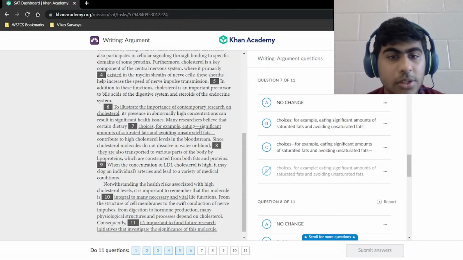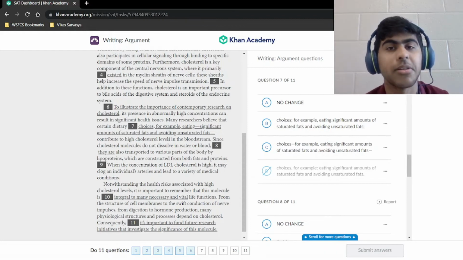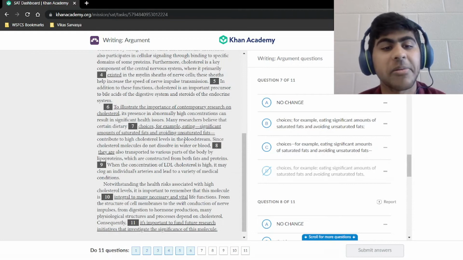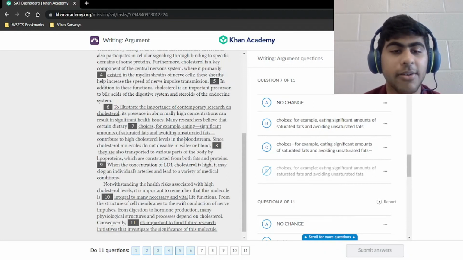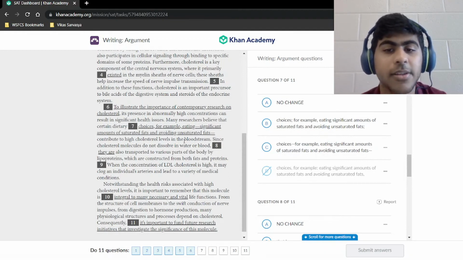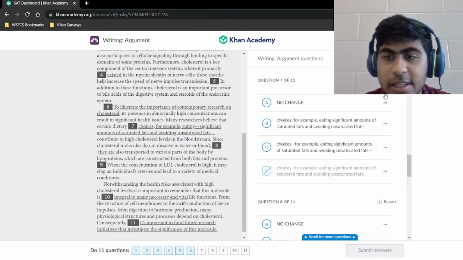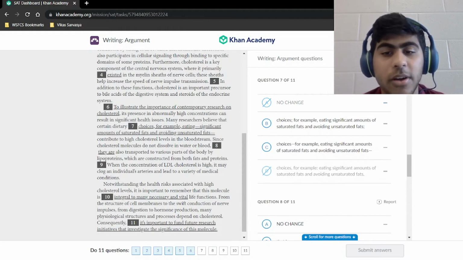And then we really should not have this here, since this suggests a non-essential element, and we get many researchers believe that certain dietary choices, for example, eating, contribute to high cholesterol levels in the bloodstream. If eating contributed to high cholesterol levels, we'd all be dead right now. So I don't think that's true. So that's why A is incorrect. It takes out the wrong part for non-essential.